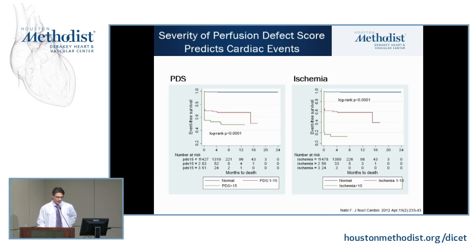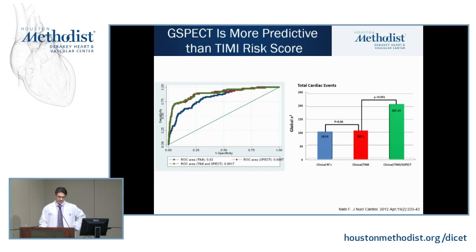This trial also went on to show that you can categorize your risk of your patient based on their perfusion defect size, so both their total perfusion defect size and the amount of ischemia. So just showing you that you can further risk stratify patients that way. And finally, this one final slide, showing you that having perfusion imaging did add to your global chi-squared, so it definitely did add in addition to your clinical findings and your TIMI risk score.